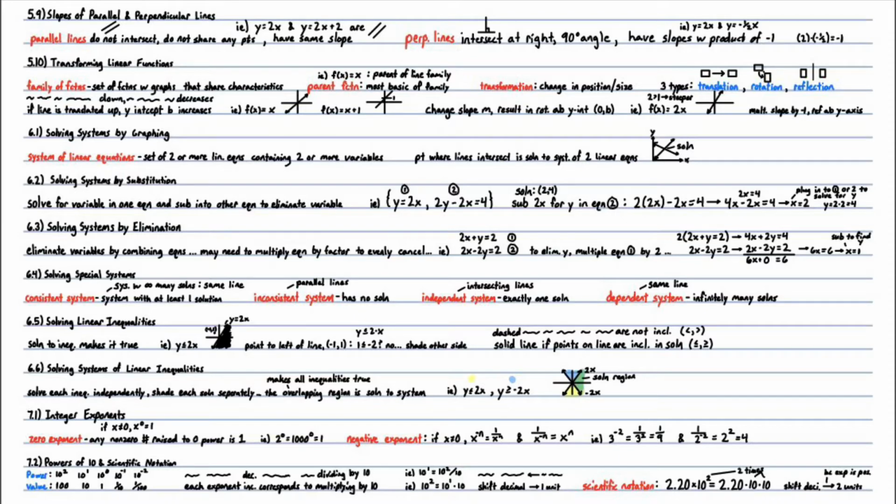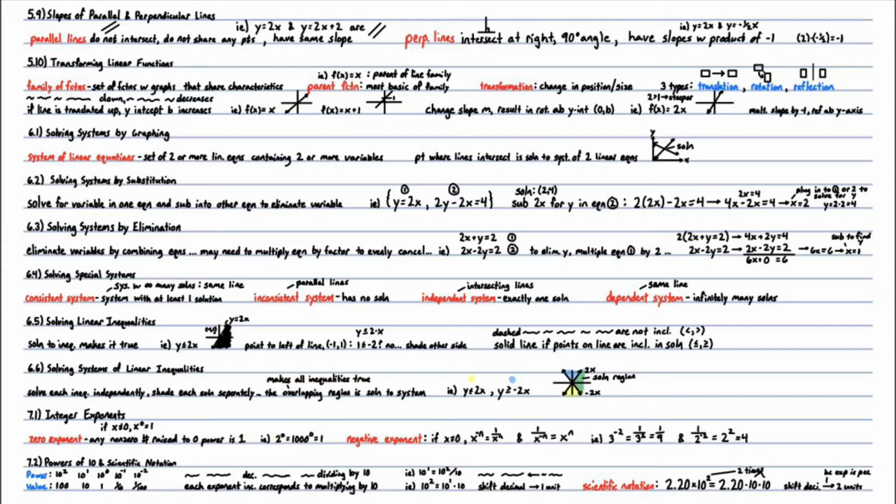Transforming linear functions. A family of functions is a set of functions with graphs that share characteristics. The parent function is the most basic function of the family, i.e., f of x equals x is the parent of the line family. A transformation is a change in position or size. There are 3 types of transformations: a translation, or a slide; a rotation, or a turn; and a reflection, or a flip.